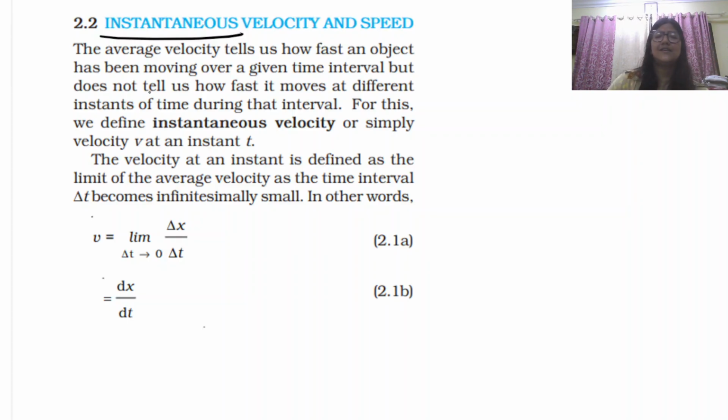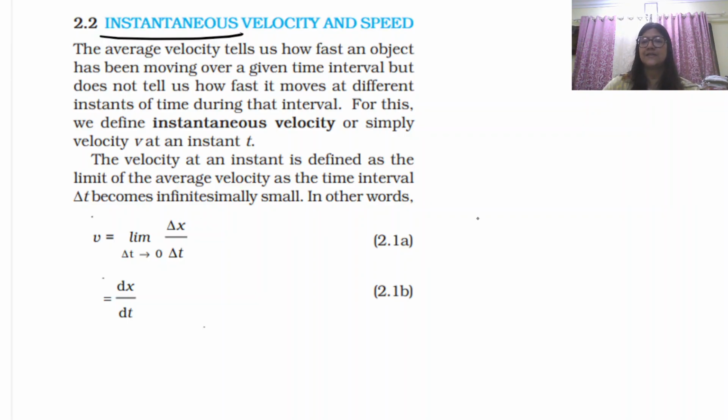So let's just read what it says. The average velocity tells us how fast an object has been moving over a given time interval, but does not tell us how fast it moves at different instants of time during that interval. For this, we define instantaneous velocity or simply velocity v at an instant t. Does this make any sense? No. I already know what instantaneous velocity is, but after reading this paragraph, it doesn't make much sense to me. That's okay. That's why I'm here. Okay, so let's read it again. The average velocity tells us how fast an object has been moving over a given time interval, but does not tell us how fast it moves at different instants of time during that interval.